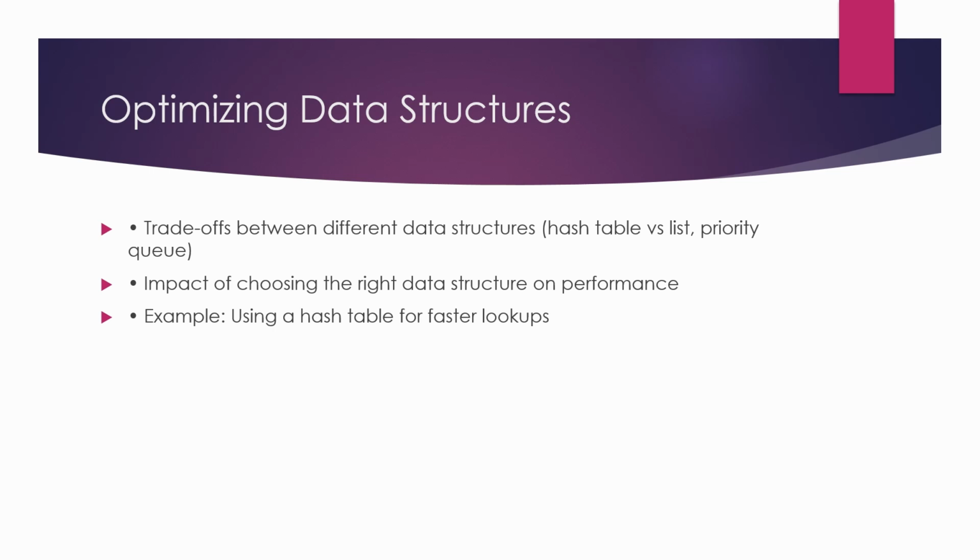Choosing the right data structure can greatly impact performance. For instance, using a hash table instead of a list allows for faster lookups. It's important to understand the trade-offs between different data structures like arrays, linked lists, and trees, and select the one that best fits the problem you are solving. Efficient data structures can reduce both memory usage and processing time.